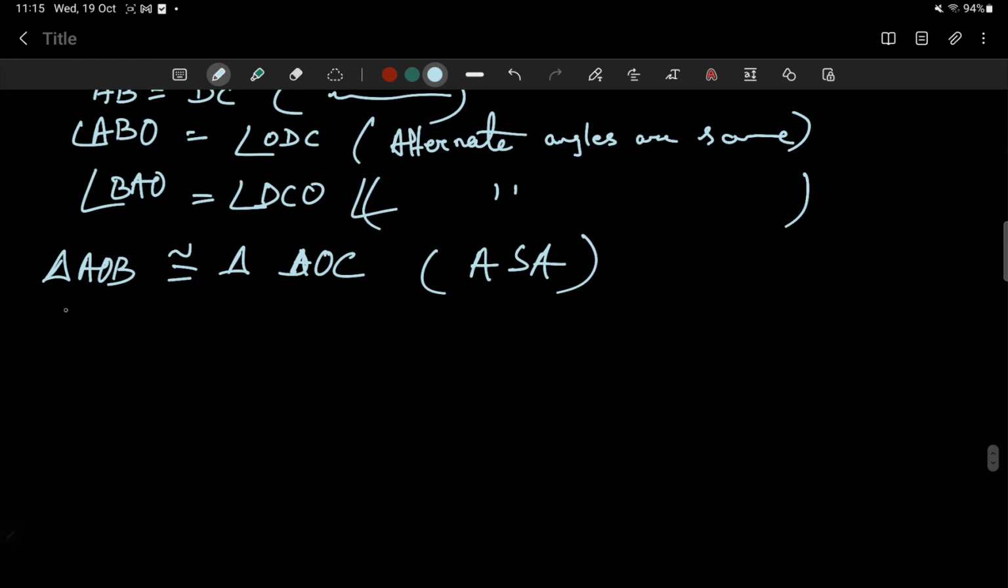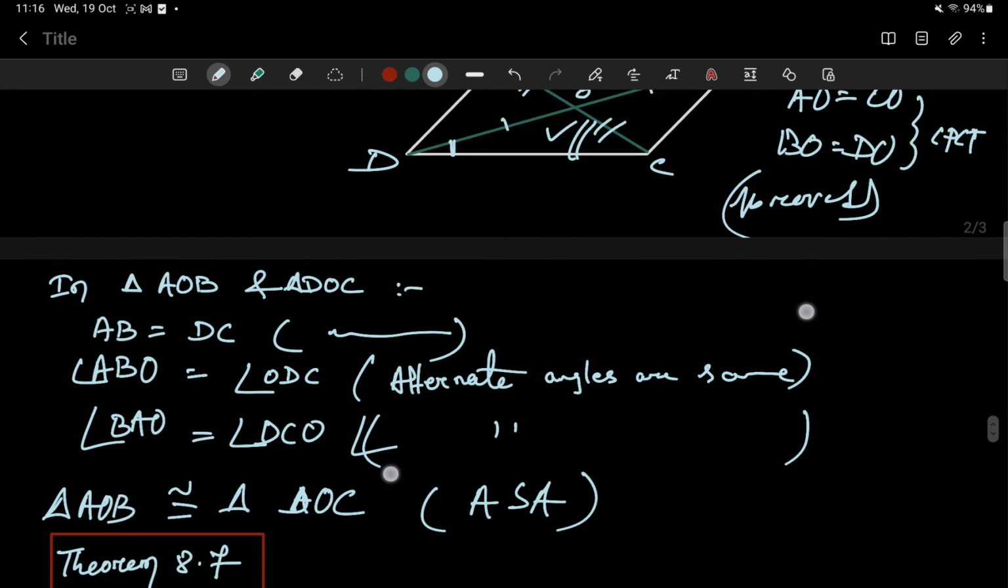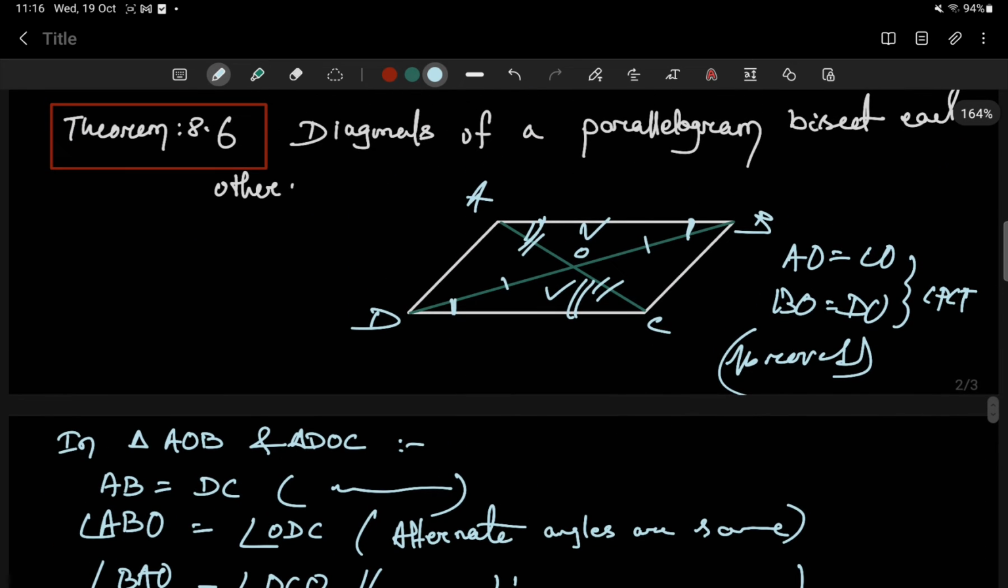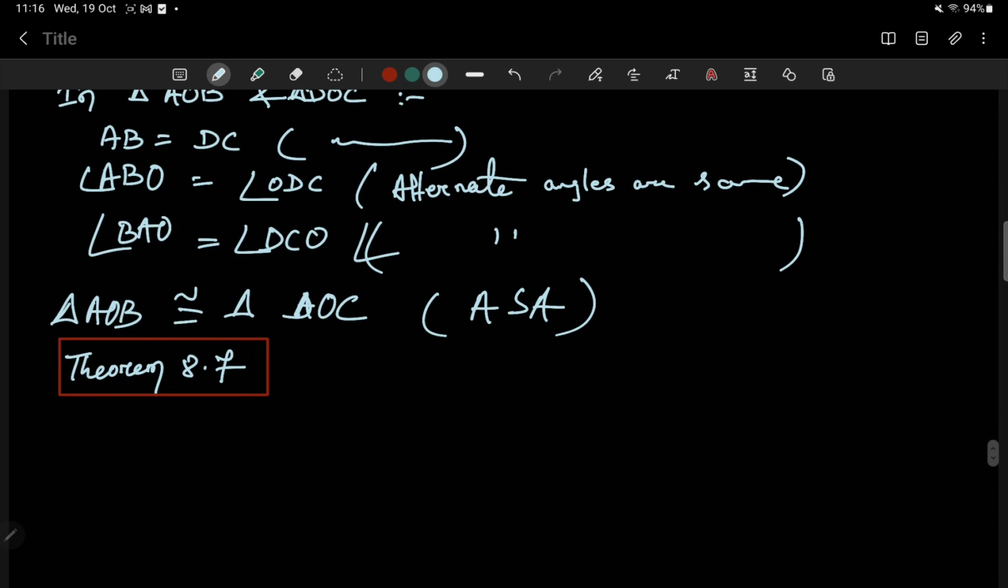Now theorem 8.7. In 8.7 it is given that if the diagonals of a quadrilateral bisect each other, then it is a parallelogram. Just the reverse of it. Here it was given that it is a parallelogram, and you had to prove that the diagonals bisect each other. Here it is given that if diagonals bisect each other, then prove that it is a parallelogram.